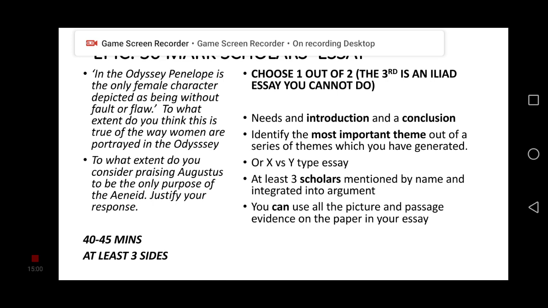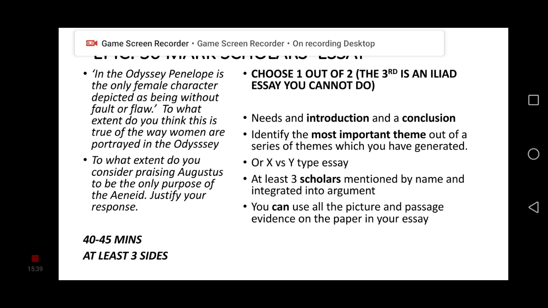Now, when we come to the essays, the big essays, the 40 to 45-minute essays, these are the 30 markers. In the Odyssey, Penelope is the only female character depicted as being without a fault or flaw. To what extent do you think this is true of the way women are portrayed in the Odyssey? So that 30 mark question, you might focus on the women in the Odyssey, like Eurycleia, like Penelope, and you might look at whether they are perfect. What flaws do they have?